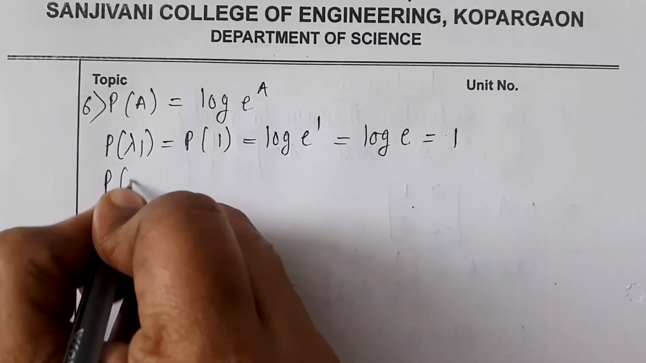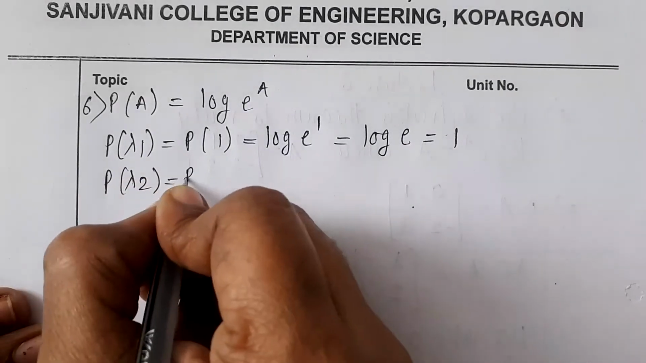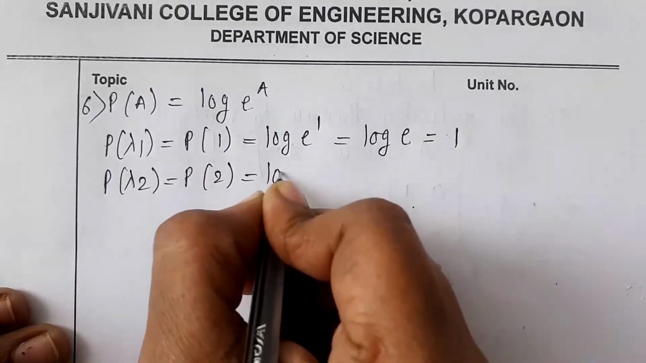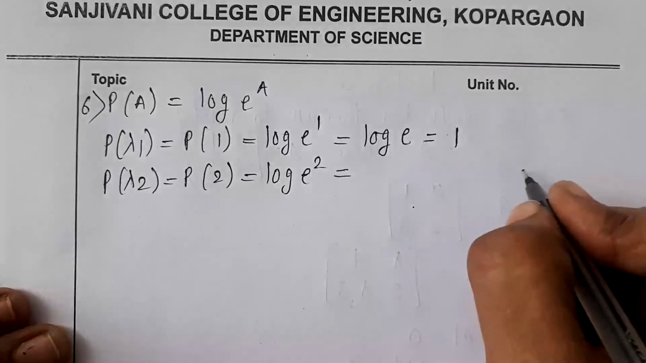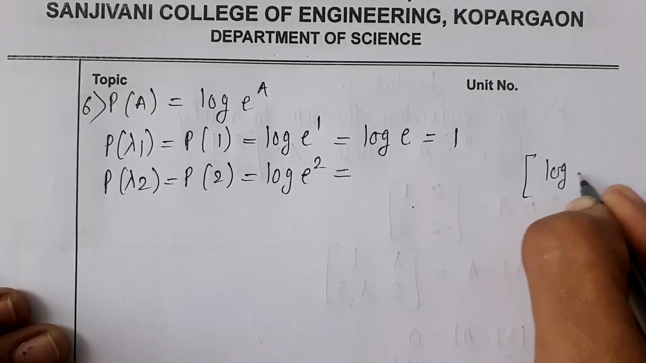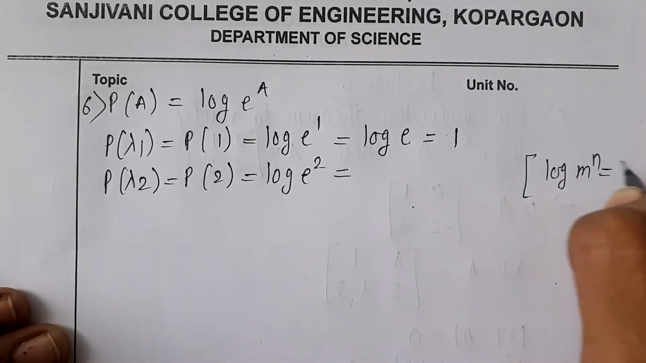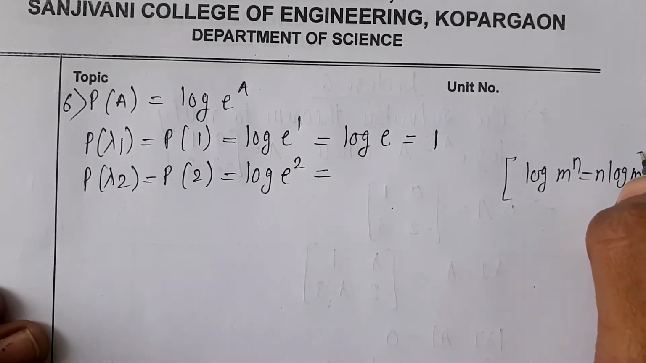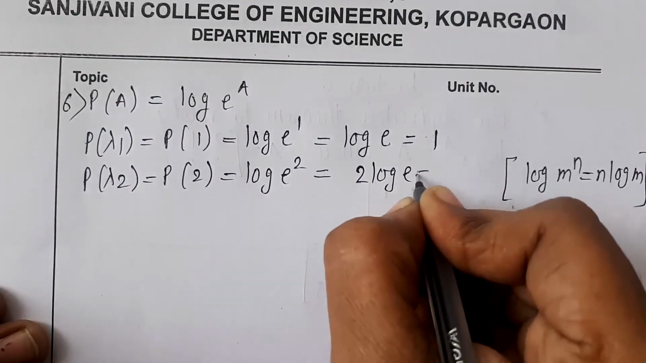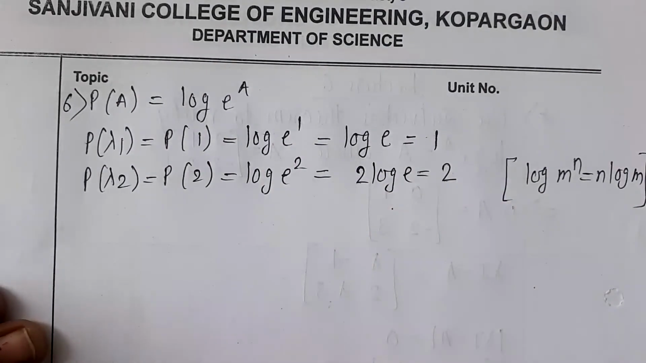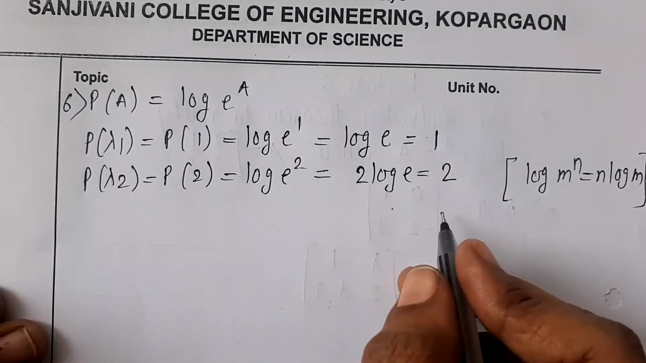Then P of lambda 2, which is equal to P of 2. So log of e to the power 2. By using the logarithmic property, we know that log of m to the power n is equal to n into log of m. So use this property here: 2 into log of e, and log e is 1, so the answer is 2. So P of lambda 2 is 2.